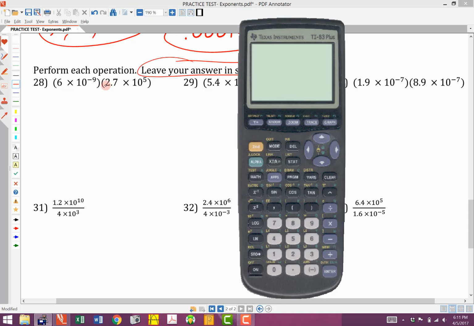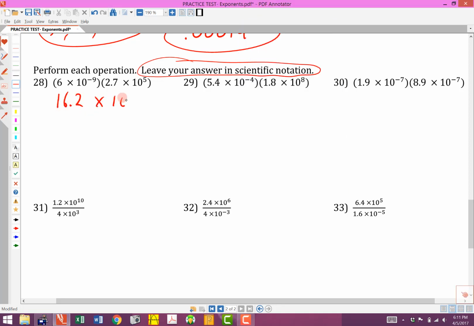So we've got 6 times 2.7. So we're going to do 6 times 2.7. We end up with 16.2, so this is 16.2 times 10 to some power, and this is the easy part. We're going to add those together, -9 plus 5, that's going to be -4, and then we check to make sure that this is in scientific notation. I need to move this over 1 place, so we're going to have 1.62 times 10 to some power. And remember, we made this number from 16 down to 1.6, so we made it smaller. That means we need to make this bigger. That means we're going to be adding something to it. So this is going to be to the negative 3. Negative 4 plus 1 would be negative 3.